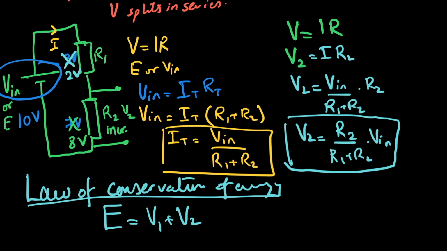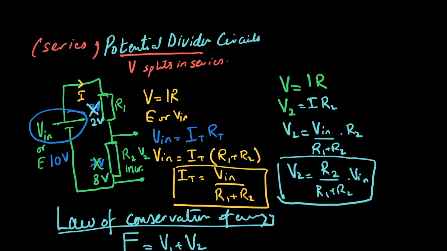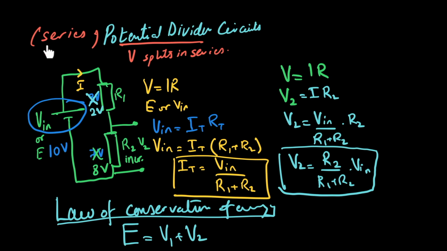And therefore, we say that in a series circuit, the potential will always divide. So yaad rakhna, potential divider is a series circuit. That's the first thing that I wanted to tell you. Now, the second thing, let's talk of another example.